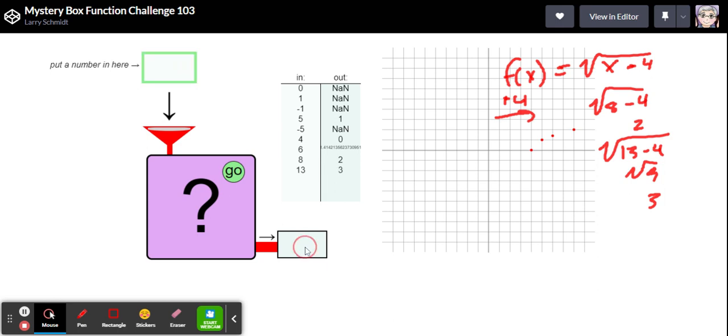So that does it for me. I'm going to reveal. Yeah, and that is the square root of x minus 4, and we can graph that as well. That's our regular square root function, just pushed over to the right 4 spaces.